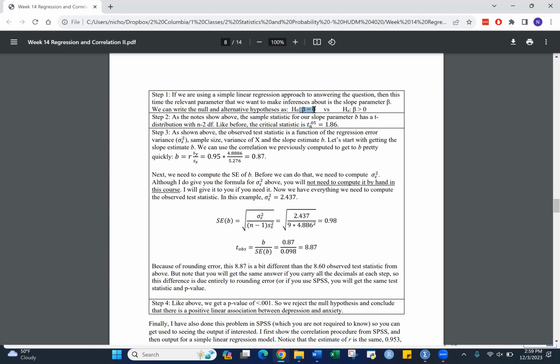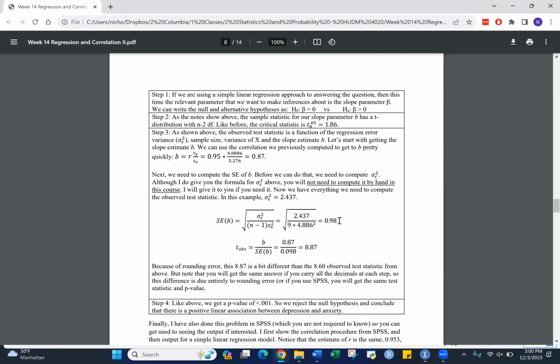I'm testing here whether beta, the slope parameter, is 0 versus not. It actually means the same thing. You get the same p-value, but it does mean we have a different test statistic. And so here it's going to be little b over the standard error of b. The standard error of b depends on a few things, and you're not going to have to compute the standard error of b in this course.